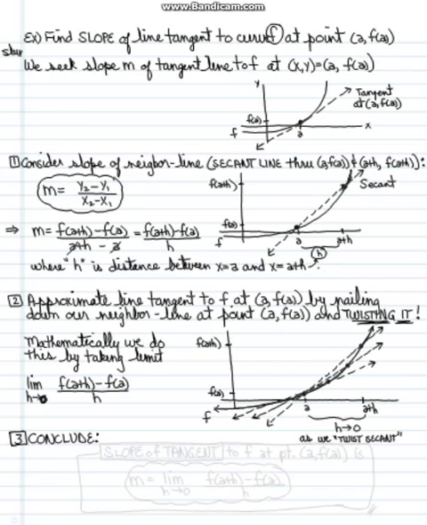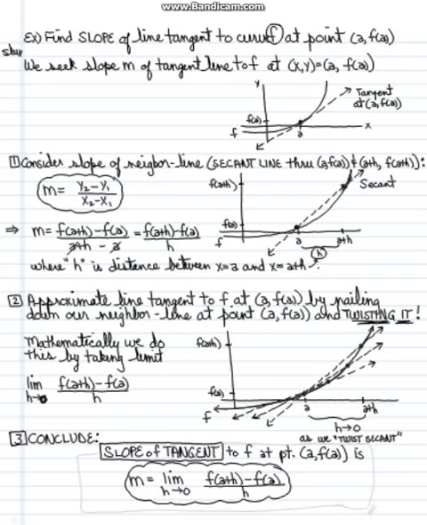Conclusion. We've developed this result. The slope of the tangent to the function f, or the curve f, at the point x, y equals a comma f of a is this limit that we just found. m equals the limit as h goes to 0 of f of a plus h minus f of a over h. So there it is. There's a formula for the slope of the tangent to the curve f at the point a, f of a.